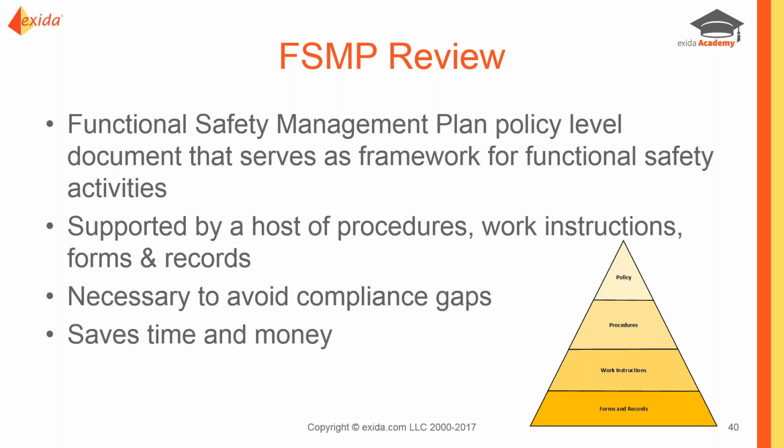Just one last quick look at a suggestion for how you might put this together. Again, I would recommend a functional safety management plan at the policy level that covers a number of the policy activities as described in Part 1 of the series. And then through Part 2 and Part 3, you should have gotten a sense of what we would want to say in the library of procedures, work instructions, forms, and records that would support the objectives of that policy.